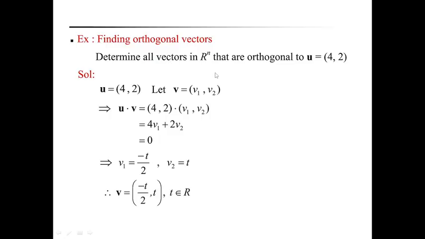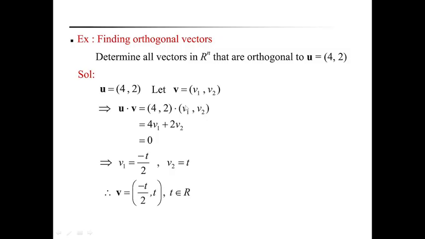Determine all vectors in R power n that are orthogonal to u equal to (4, 2). Here u is given, that is the vector (4, 2), and we are finding the orthogonal vector v. Let v equal (v1, v2). Since we are finding the vector orthogonal to u, we assume that u dot v is equal to 0. So u is given as (4, 2) and v is (v1, v2).